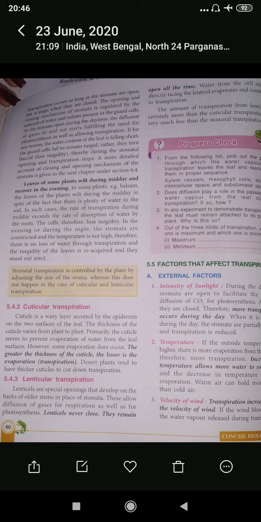Next is number and distribution of stomata. Obviously, a leaf bearing more stomata will transpire more than a leaf with fewer stomata. Consequently, the upper surface of a dicot leaf transpires more slowly than its lower surface, where the stomata are more numerous.